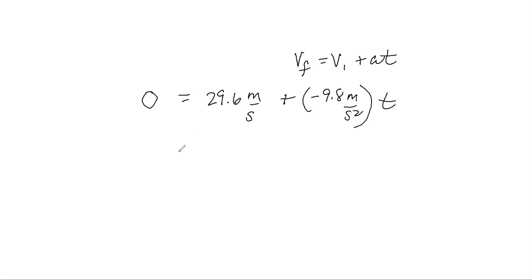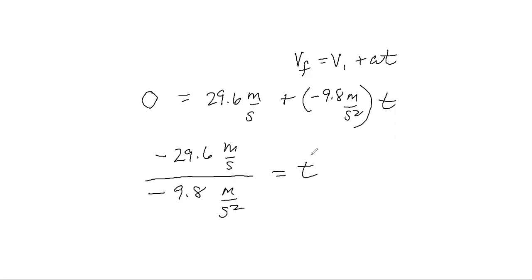All right, so now I'm going to rearrange it and put negative 29.6 meters per second divided by a negative 9.8 meters per second squared is going to give me t, and t will equal, let's see, 3.02 seconds. And this value right here, by the way, is going to be half the time.